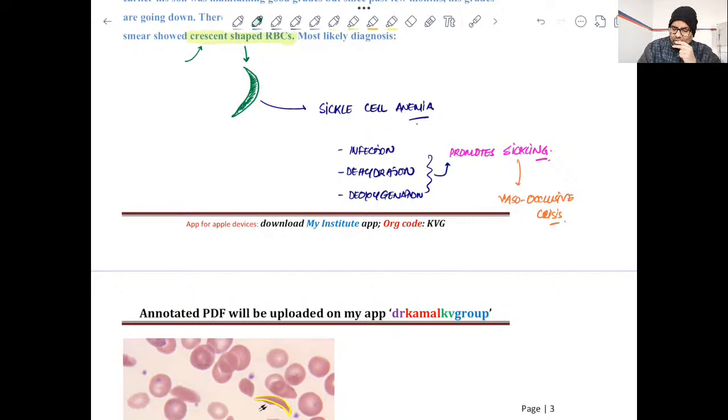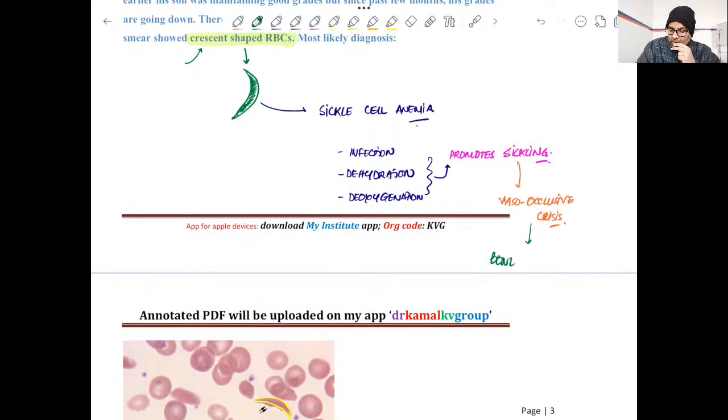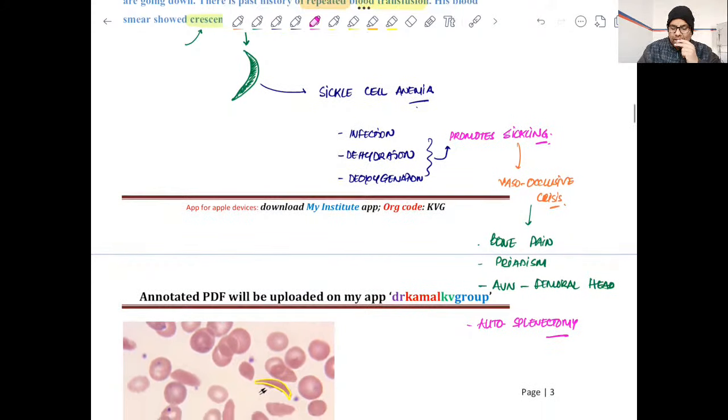And characteristically, you may have noticed a few features like bone pain, or priapism, there can be avascular necrosis of the femoral head, and in the spleen there might be autosplenectomy. So this is typical of sickle cell anemia.